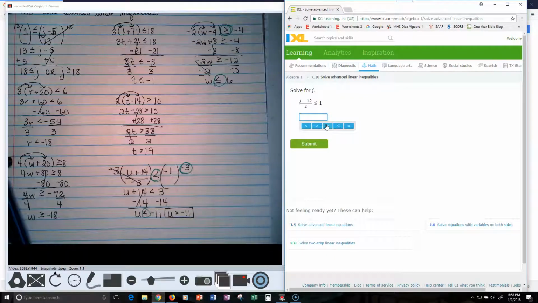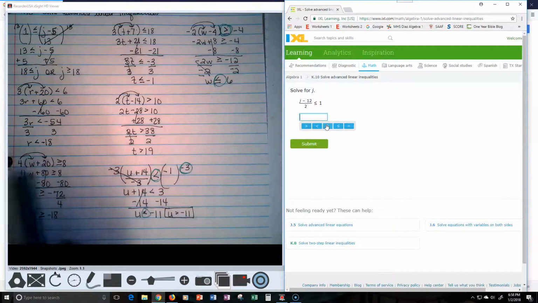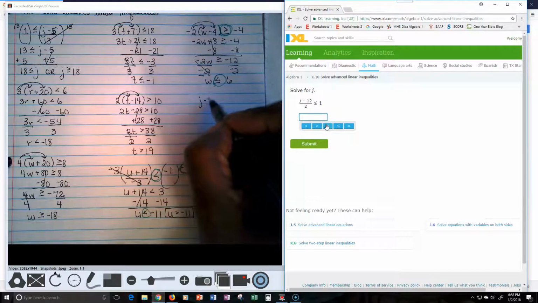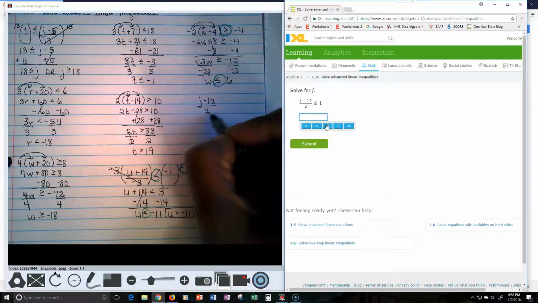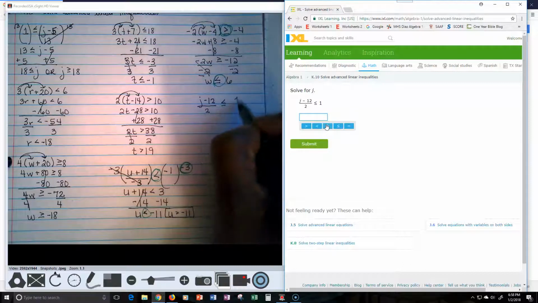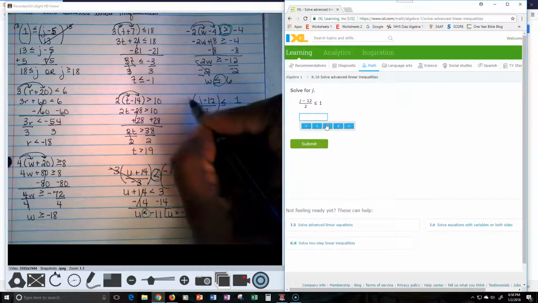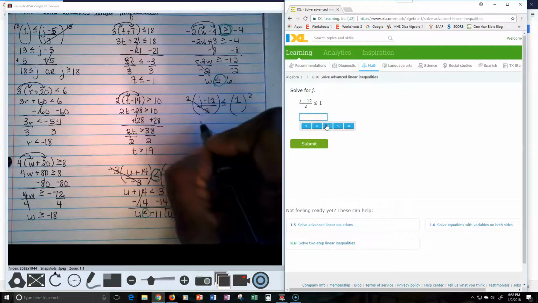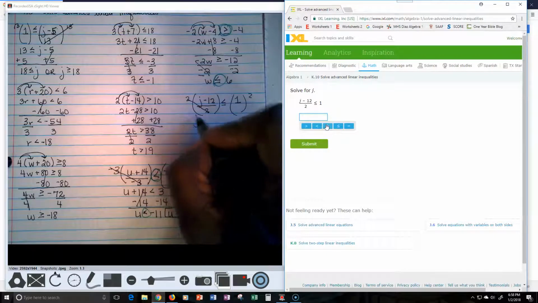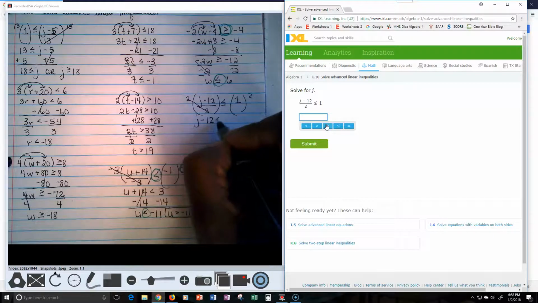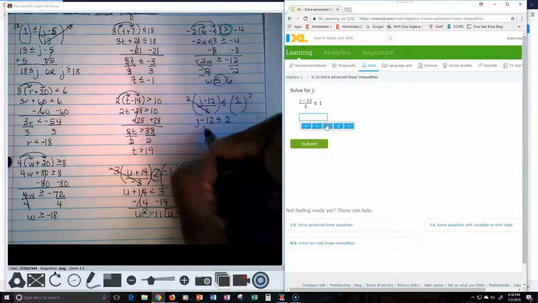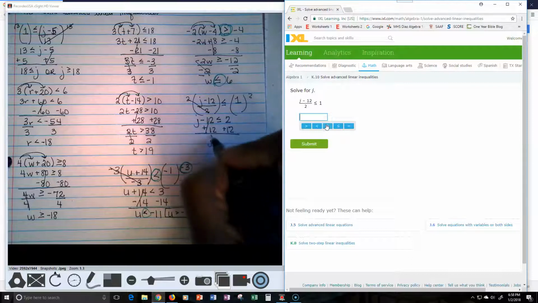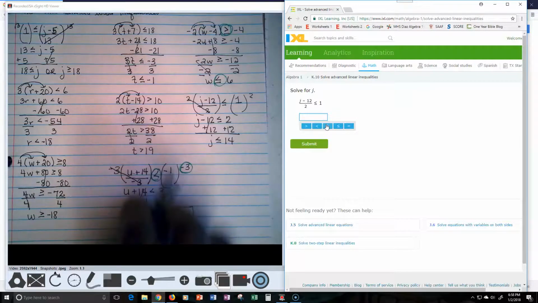I think we can do a few more. Maybe they'll give me another chance at the other one. So we've got j minus 12 divided by 2 is less than or equal to 1. I'm going to multiply both sides of the inequality by 2. 2 divided by 2 is 1, so I have 1j minus 12 less than or equal to 2. Add 12 to both sides of the inequality, and I've got j is less than or equal to 14.